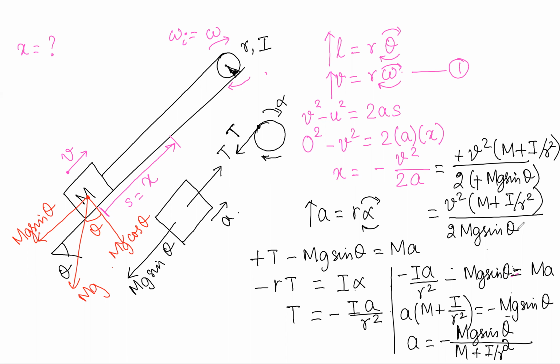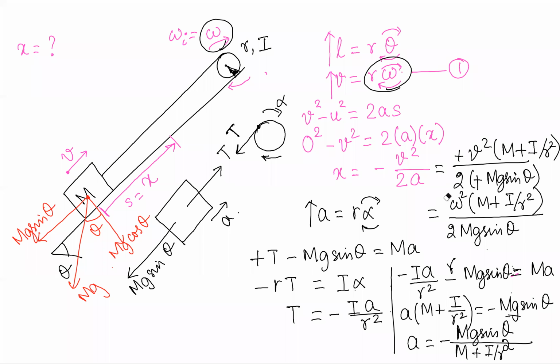Now remember that V was never given to us in the question. We were actually given omega. So instead of V, we need to write R omega, because we were given omega in the question. So we will write R omega. So this will become R square omega square. So you keep R square, you keep omega square outside.